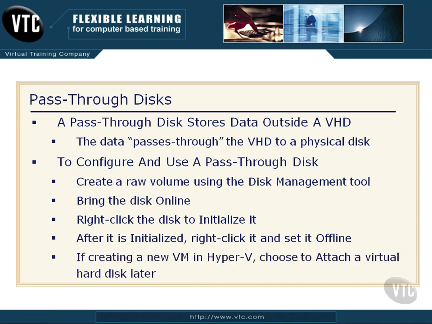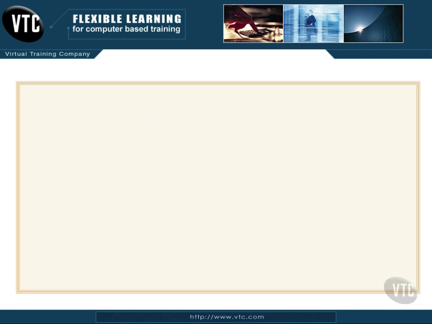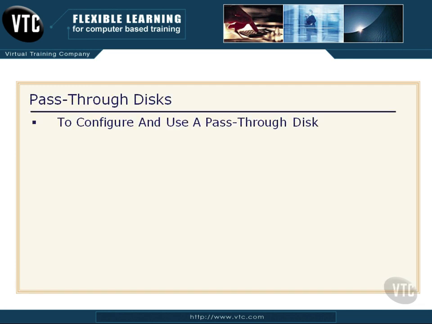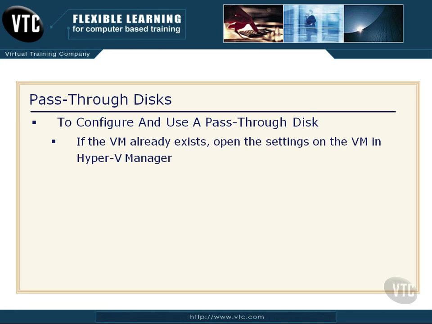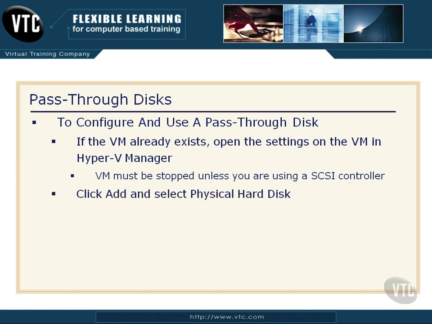Now, if I'm creating a new virtual machine in Hyper-V, I want to tell Hyper-V not to worry about the hard disk. I'll choose to attach a hard disk to this virtual machine later. Then I'm going to work with the virtual machine. And if it already exists, I'm simply going to open the settings on the VM in Hyper-V Manager, the management tool for Hyper-V. And keep in mind, the VM has to be stopped to change these settings unless I'm using a SCSI controller. Keep in mind for the exam that little tidbit right there.